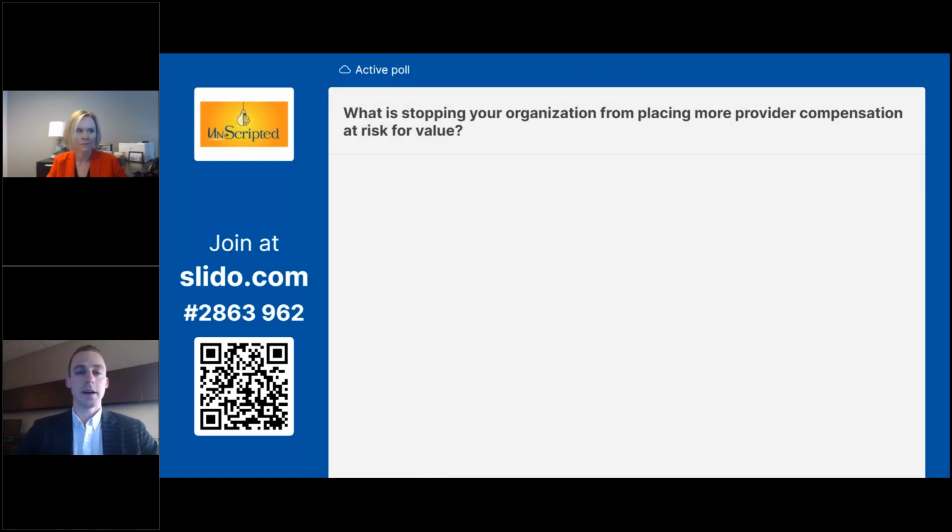So I think this might be our last question. This is another word cloud. What is stopping your organization from placing more provider compensation at risk for value? And again, these responses are anonymous, so we want feedback as honest as you can be or want to be. We want to see all of that as the responses come in. It takes a little longer for responses to come in when you have to think about the words that you're going to use in the cloud.